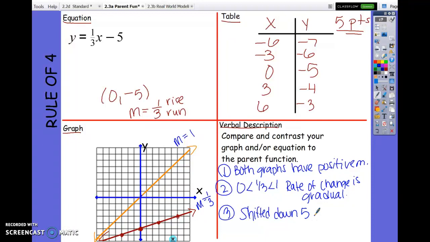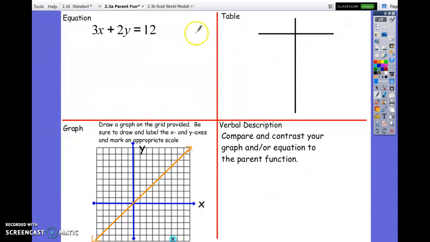So we talked about our direction, we talked about how fast or slow our rate of change was, and we talked about that shift on the y-axis. So those are our 3 transformations. So we're done. Let's look at another problem.